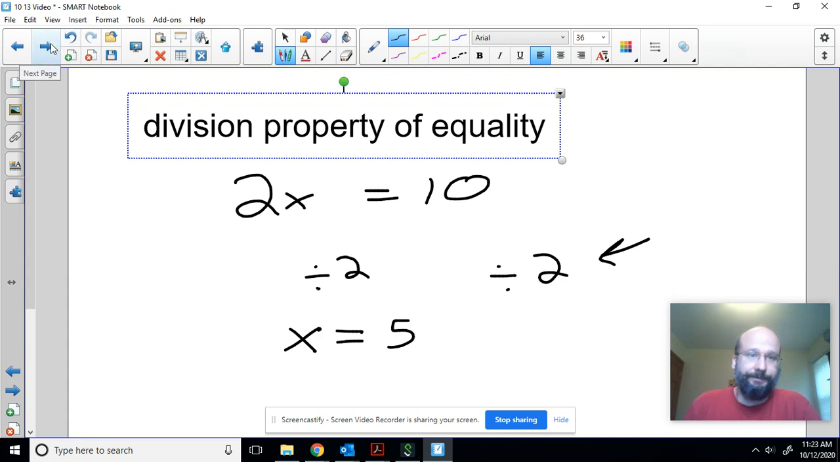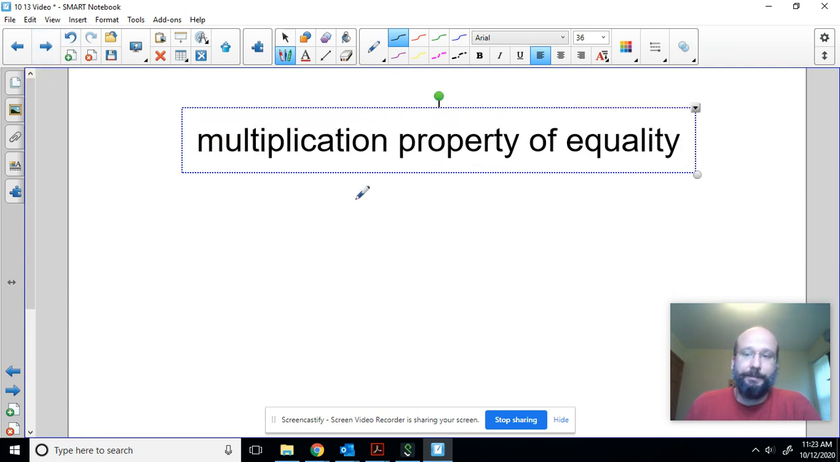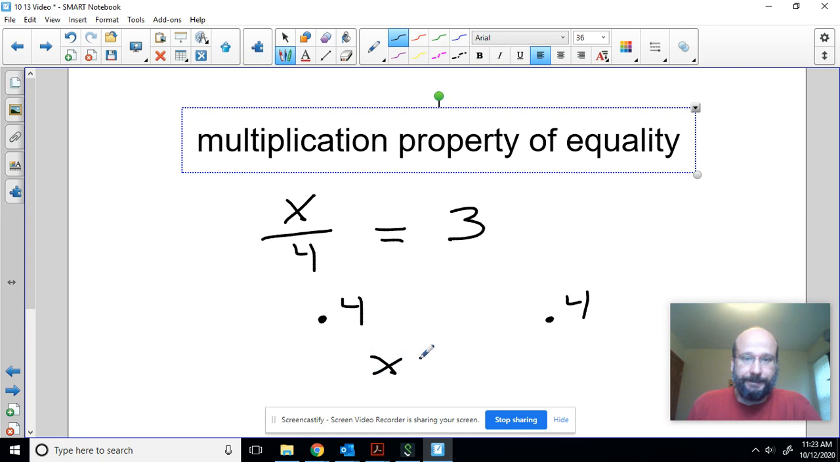And then the next one, the multiplication property of equality. You would multiply on both sides of an equal mark. So x over 4 equals 3. The bottom number of a fraction, you multiply. So you get x equals 12. So this step where you multiply on both sides is the multiplication property of equality.